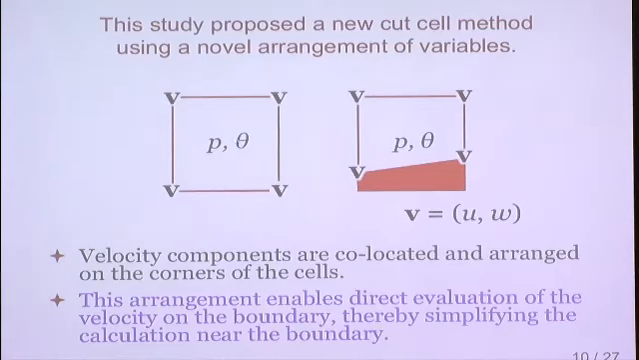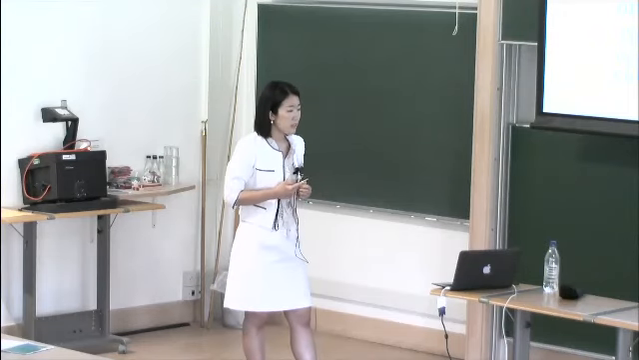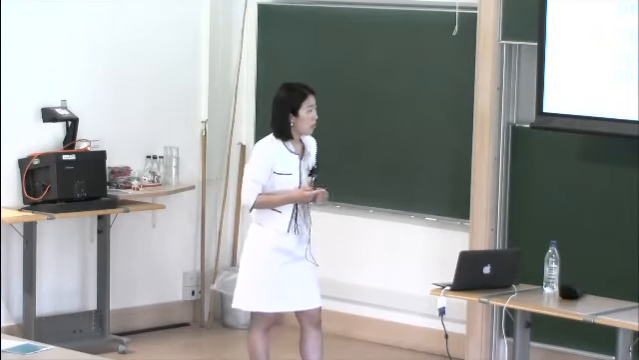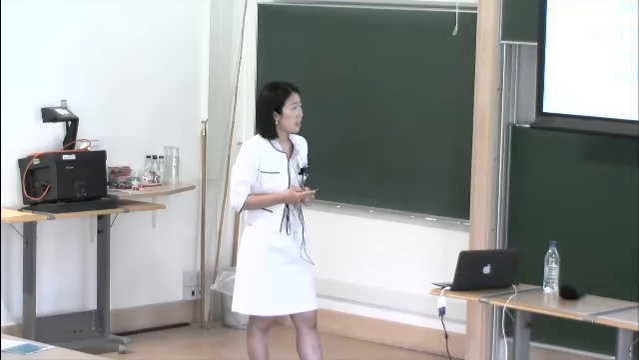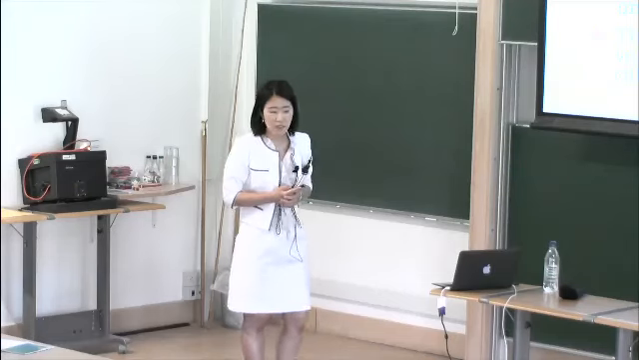Here, the scalar variables are arranged on the cell centers, and the velocity components are arranged on the corners of the cells. And with the immersed boundary, velocity components are arranged directly on the topography, which leads to some advantage for calculations near the boundary, because this enables direct evaluation of the velocity on the boundary, thereby simplifying the calculation near the boundary.